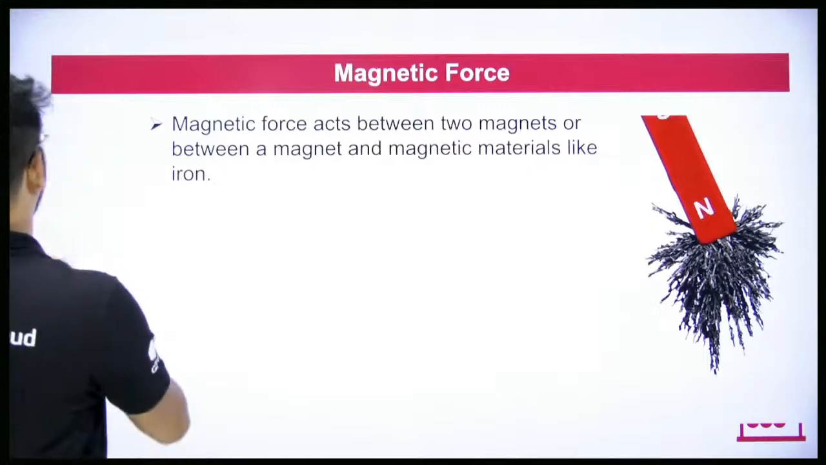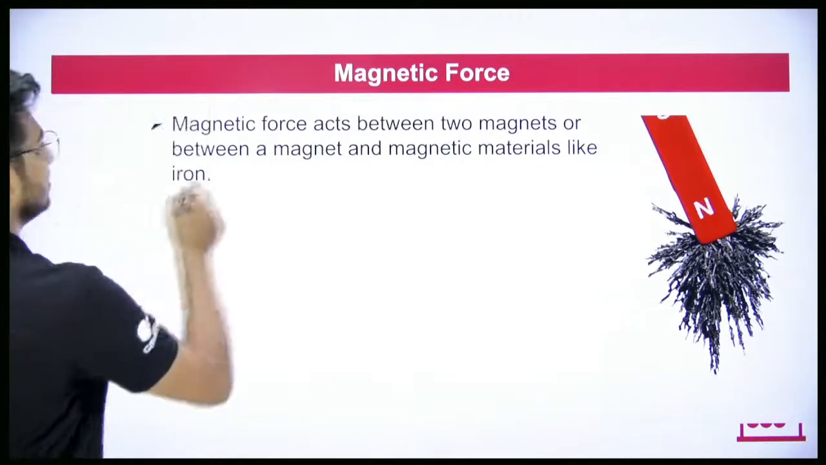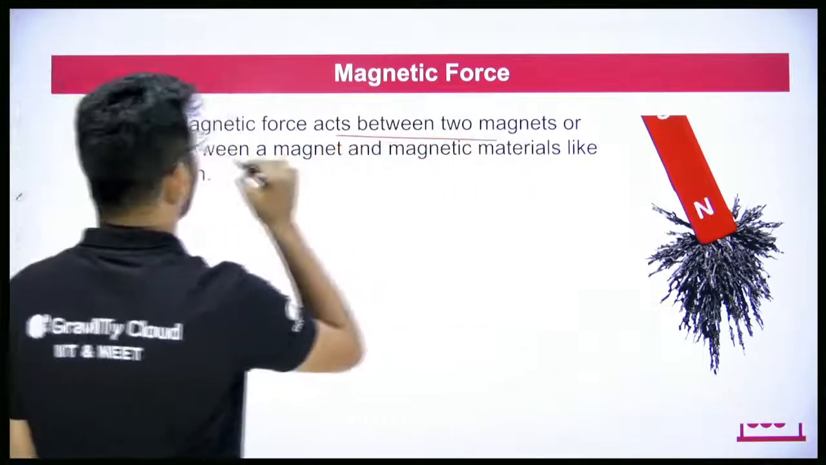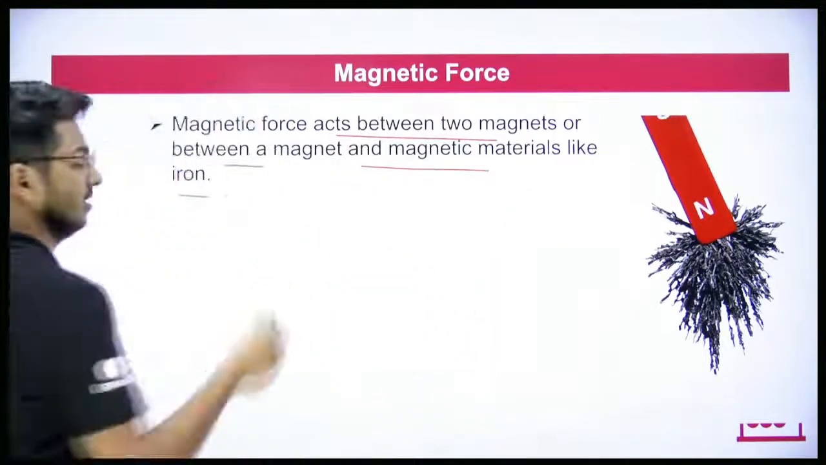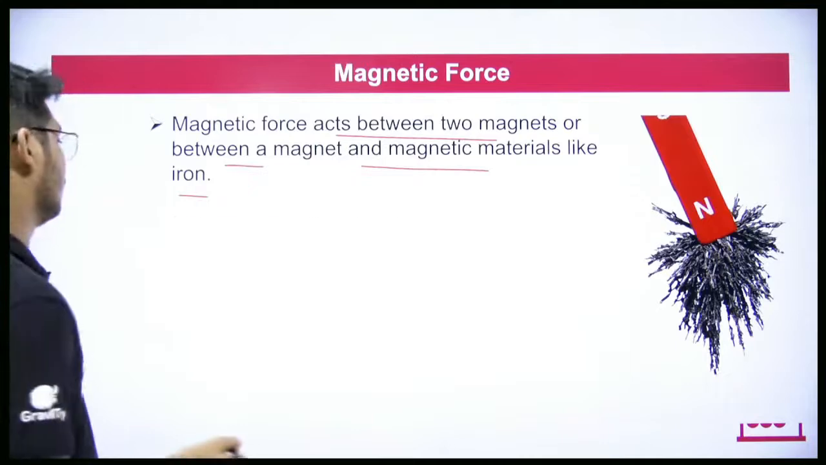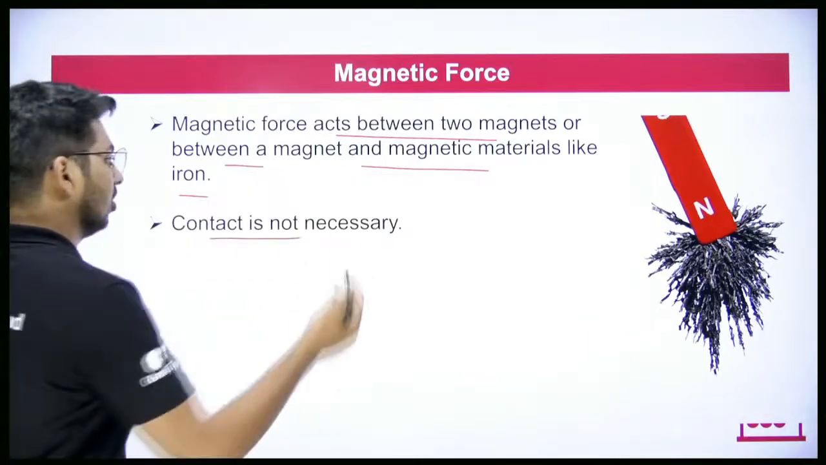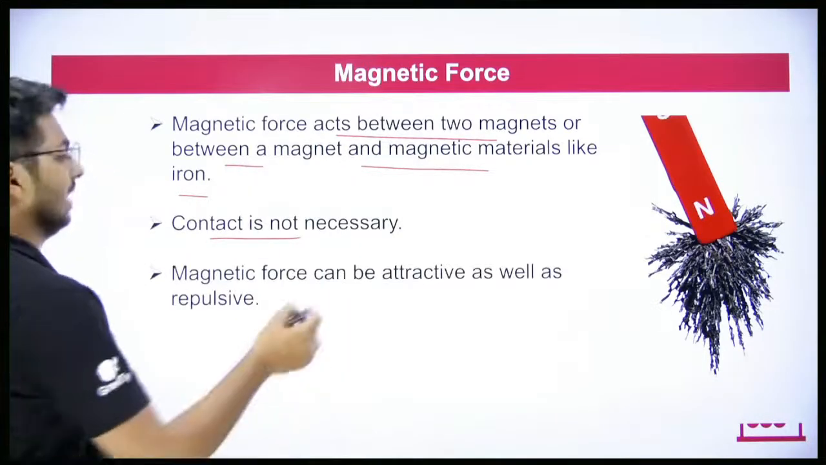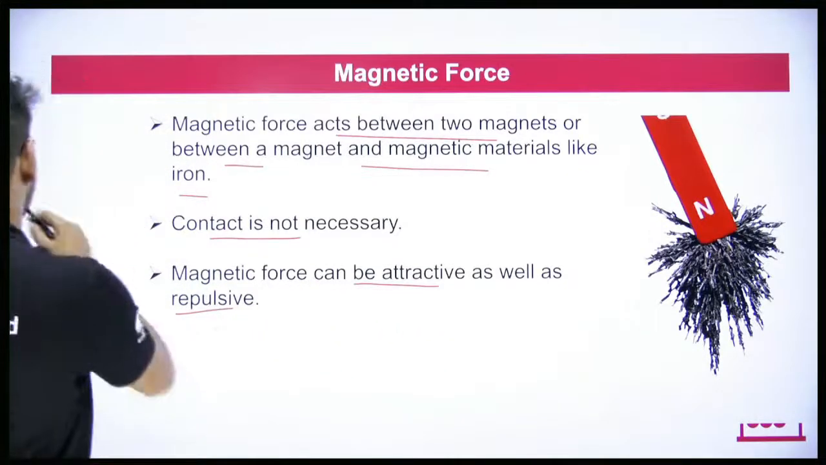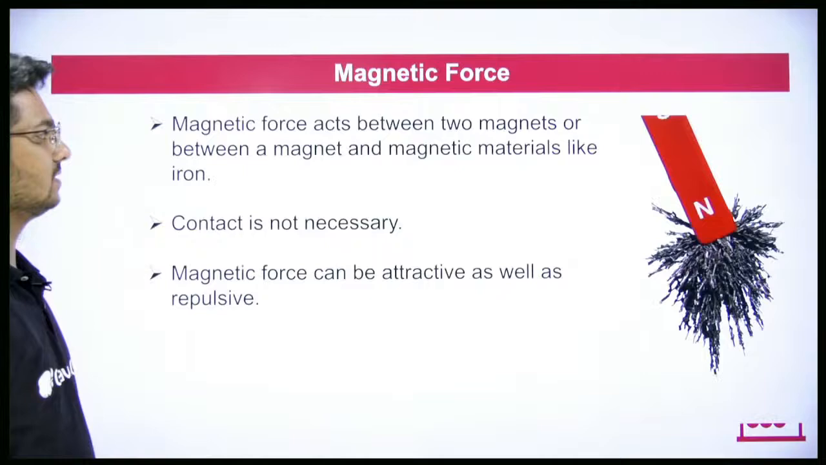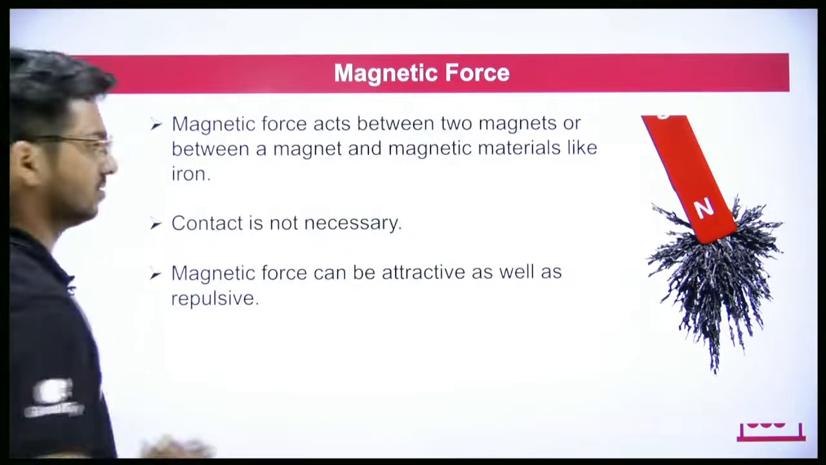So magnetic force, as you can clearly see, acts between two magnets or between a magnet and a magnetic material like iron. Yes or no? And contact is not necessary. And it can be attractive as well as repulsive. We just watched the video. Magnetic force. Very simple. Clear?